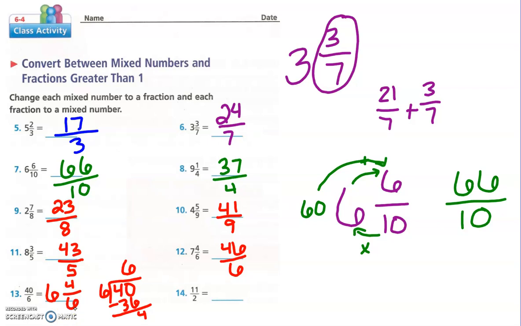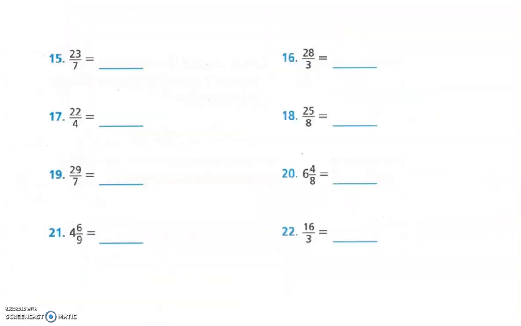Number 14, same deal. This actually becomes 11 divided by 2. So 2 goes into 11 5 times, and that leaves me with one little leftover to make that 5.5. You might want to try those on your own. I don't have time to give you the answers on that one.